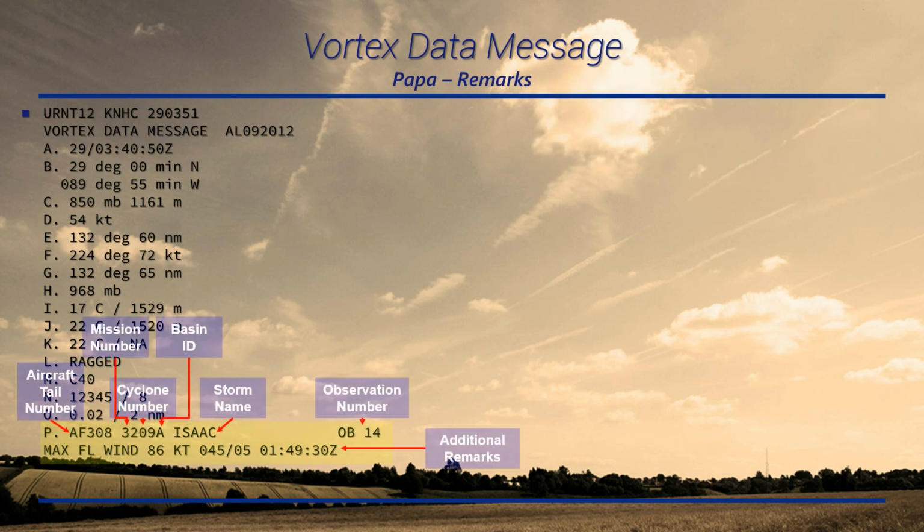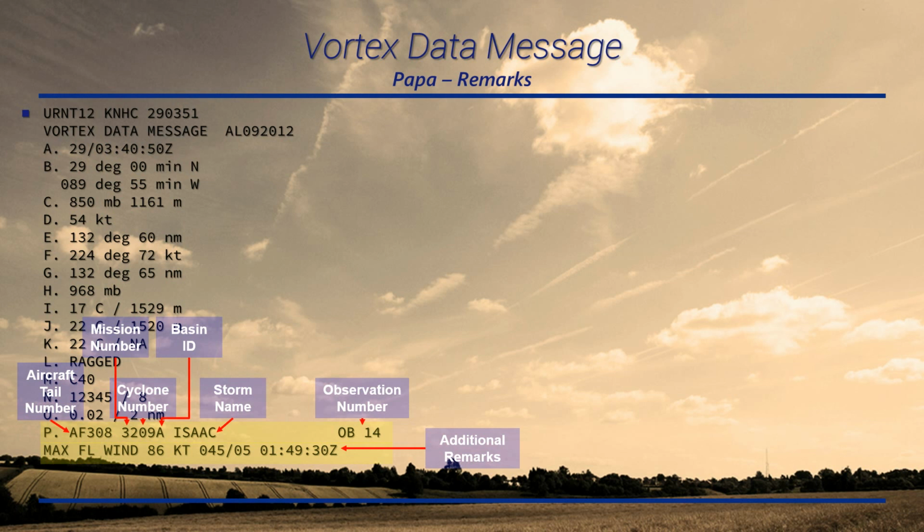Just kind of gives us our probability of error. And then item Papa, that's going to be the remarks section. Like all the other reconnaissance codes, it starts off with the aircraft tail number, the mission number, cyclone number, basin ID, storm name, and the observation number. Following that line is any additional remarks. You'll typically see the maximum flight level wind. May not be from this particular pass, but from this mission.